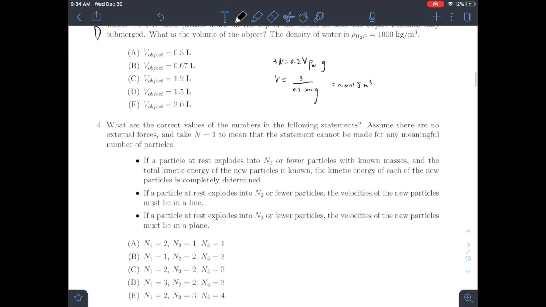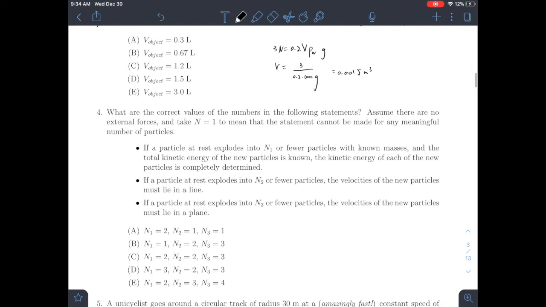Okay. Question number 4. What are the correct values of the numbers in the following statements? Assume there are no external forces and take n1 equal to the mean that the statement cannot be made for any meaningful number of particles. So there are a couple of choices. First, let's look at the first case. If a particle at rest explodes into n1 or fewer particles with known masses, then the total kinetic energy of the new particles is known. The kinetic energy for each of the new particles is completely determined.